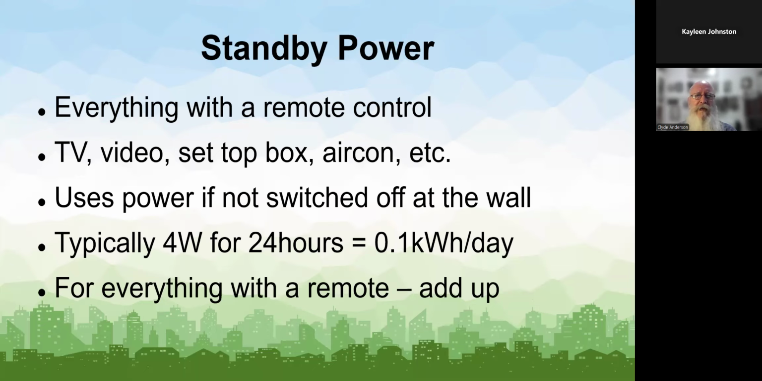And it's unavoidable because you can't buy them without remotes nowadays. That's how they come. If it's not switched off at the wall, it is using standby power. So let's say a typical standby on, say, a TV is using 4 watts. It may be more, maybe less, but let's say it's always 4 watts. For 24 hours, that's 0.1 kilowatt hours a day just for the TV.